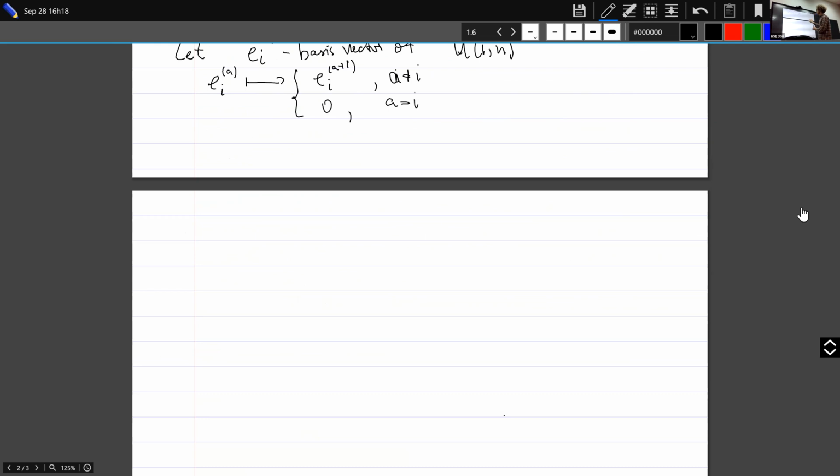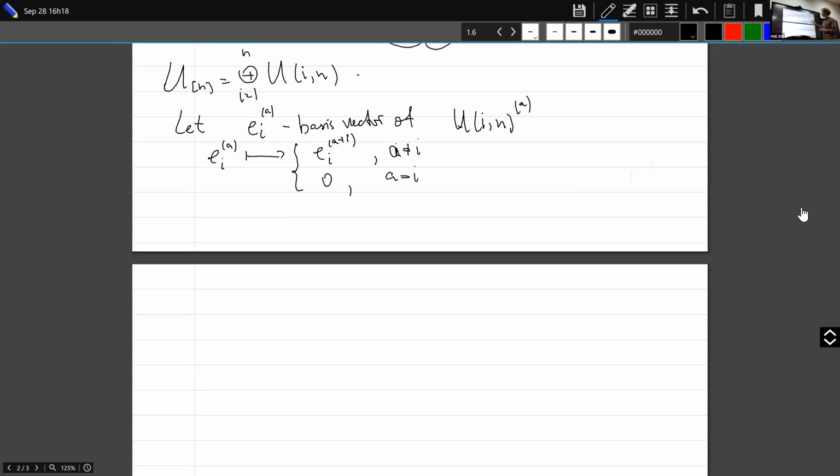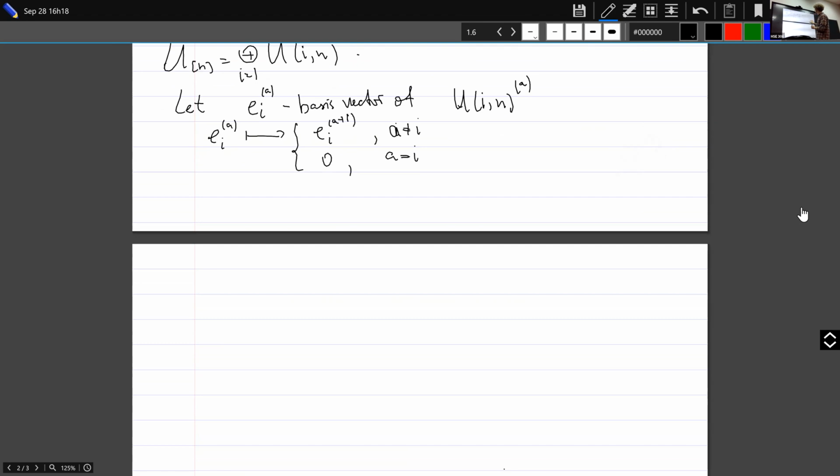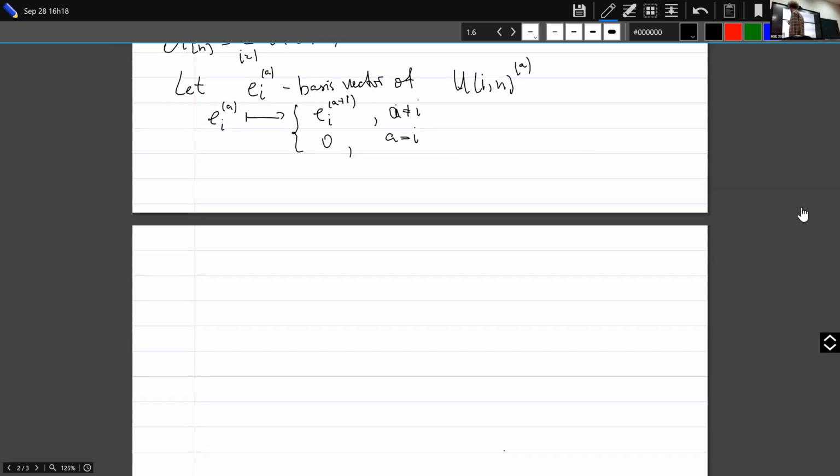So this is my basis, and this A means that I somehow go from the A-th vertex to the (A plus 3)-rd vertex. So now let me consider, let us consider the so-called T fixed points.